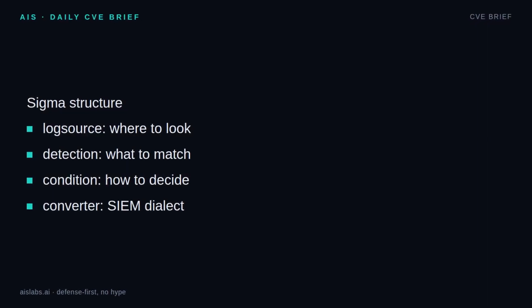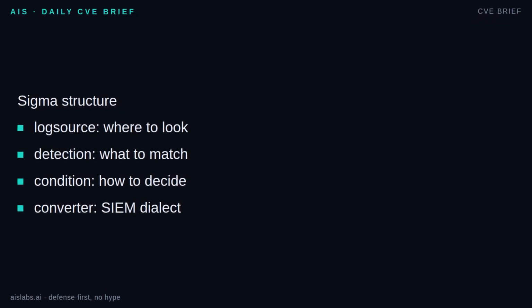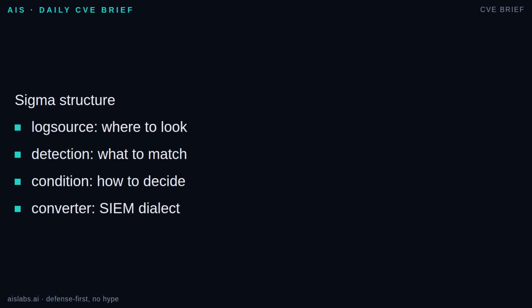A Sigma rule has a simple shape. The log source tells the converter where the rule applies, for example, process creation events from an operating system. The detection block lists fields and values to match. That might be a process name, command line content, event ID, username, or parent process.